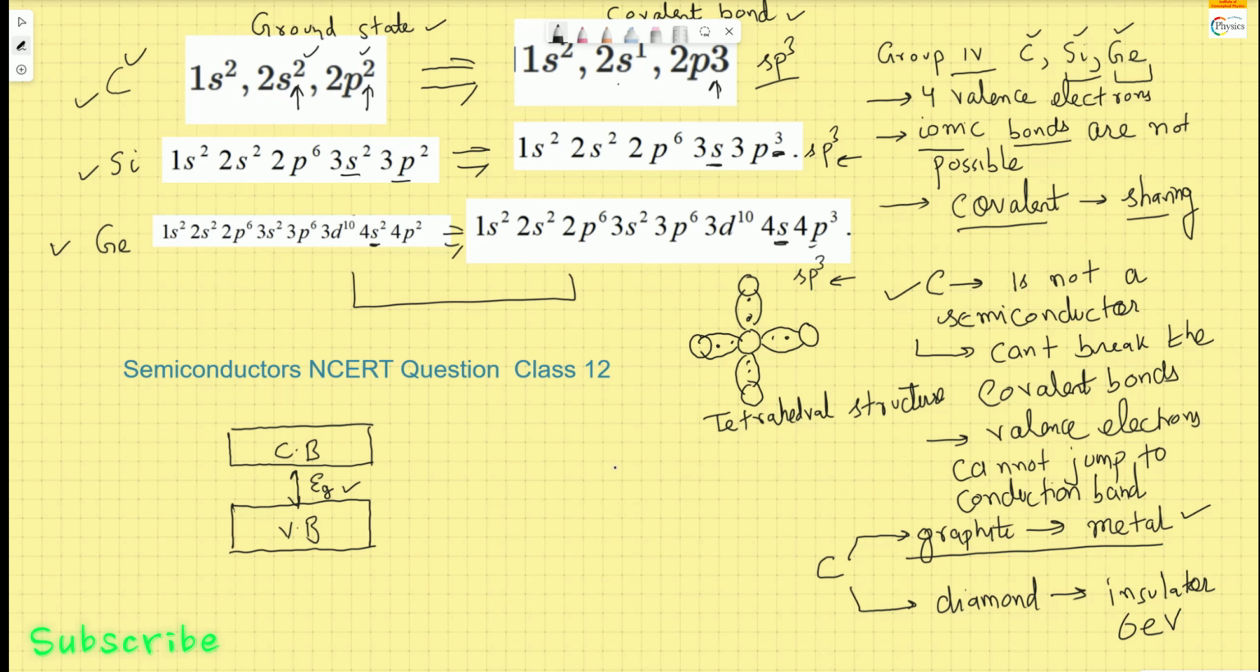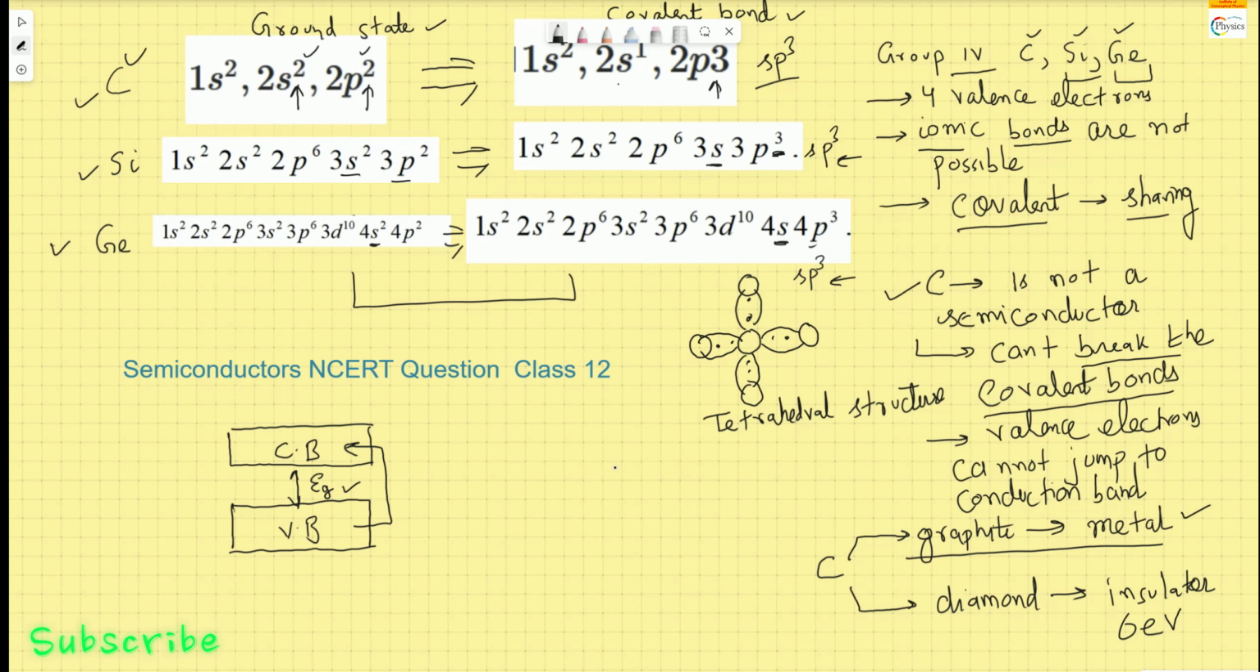Some important aspects which you must know. You can be asked many questions on carbon itself, so you should be mentally ready. You should know a lot about carbon also. Why is carbon not a semiconductor? Because carbon occurs in different formats, and breaking the covalent bonds of carbon at room temperature, 300 Kelvin, is not possible. It is not possible to make the electrons jump from the valence band to the conduction band. So in carbon, this process is not possible.